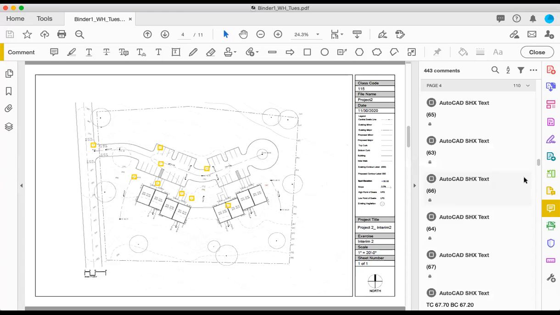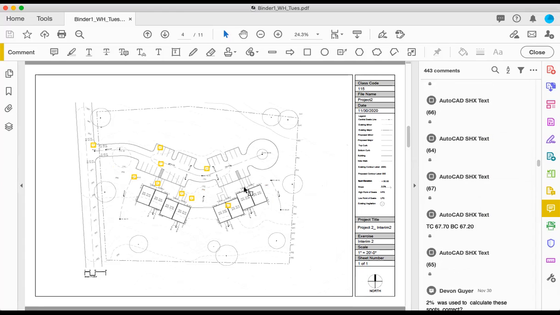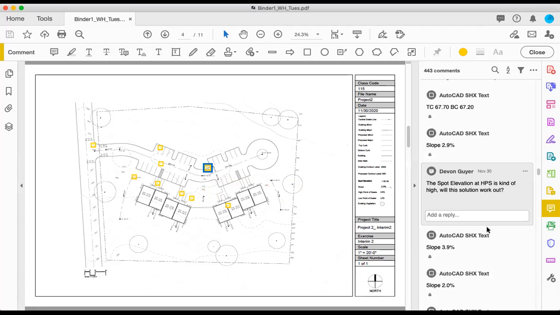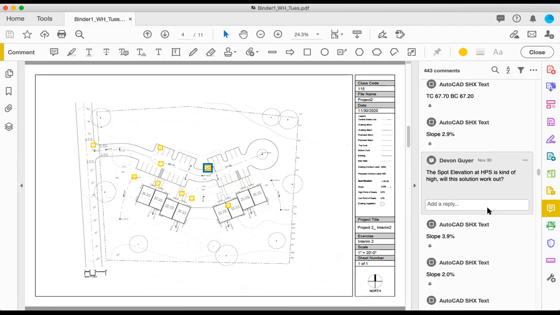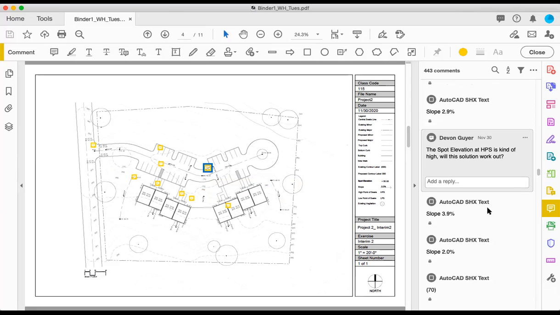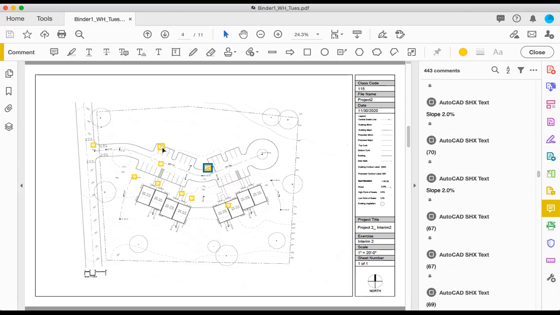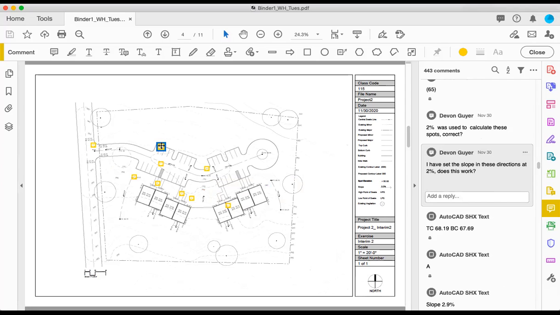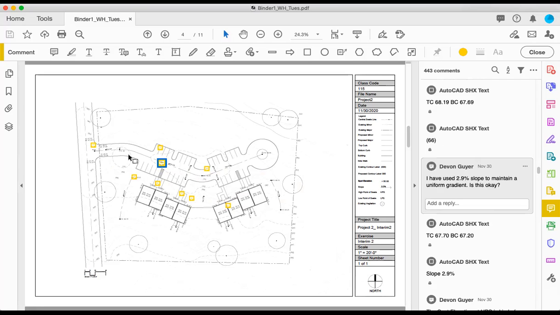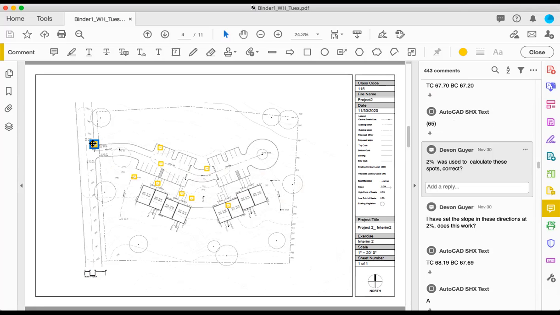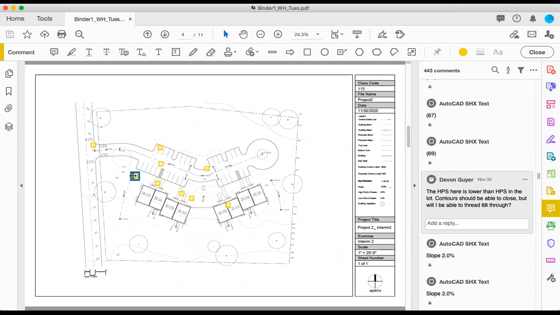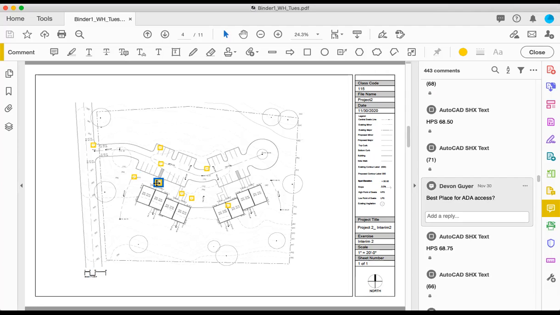Righty. Bunch of questions. Let's see. This spot here is kind of high. Yeah, we'll take a look. I've set the slope in this at 2%. Does this work? 2.9, that's okay, I think. Calculate spots. That one's lower than the HPS in the lot. Should be able to close. So that's 68. We'll take a look there.